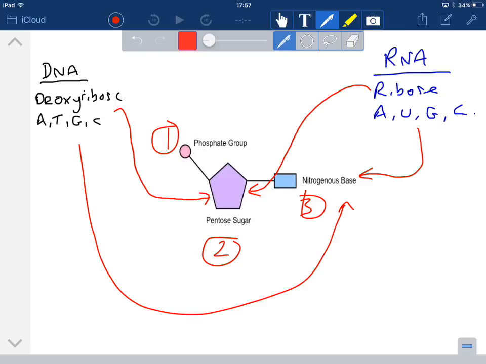The last difference, which I'll just mention briefly, is the fact that, as we've already mentioned, DNA forms double strands and RNA actually only forms single strands. So there is our basic nucleotide. So how do they bond together?